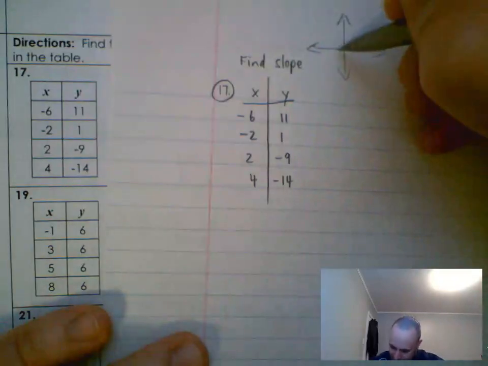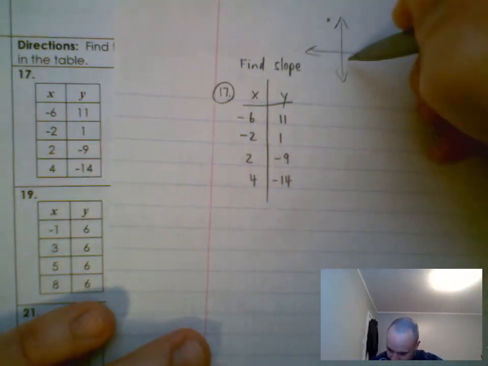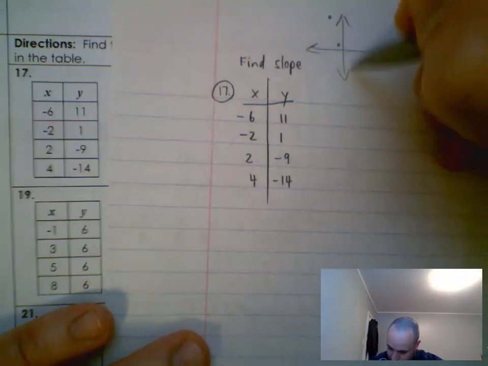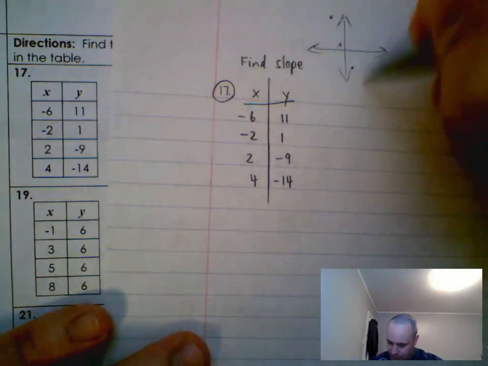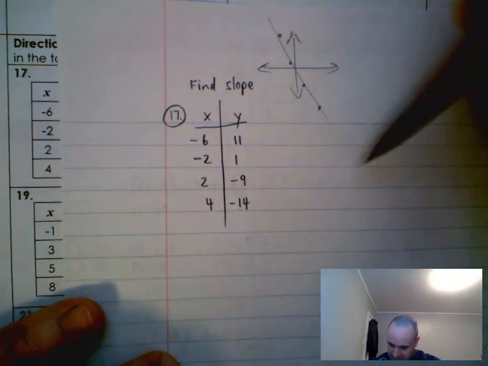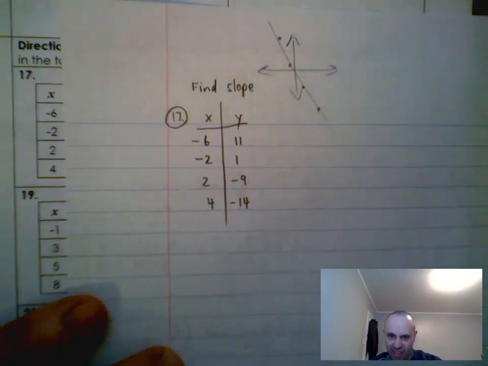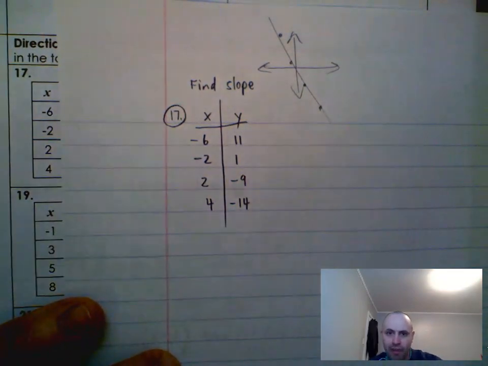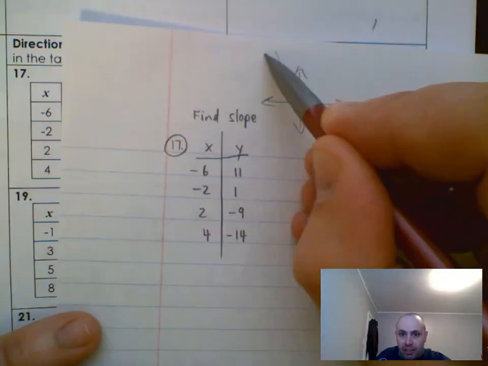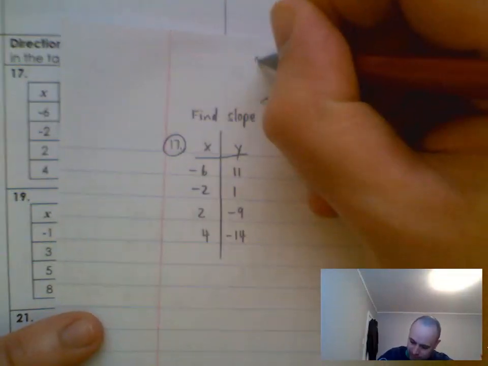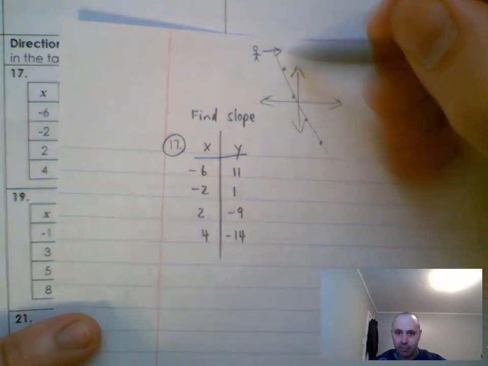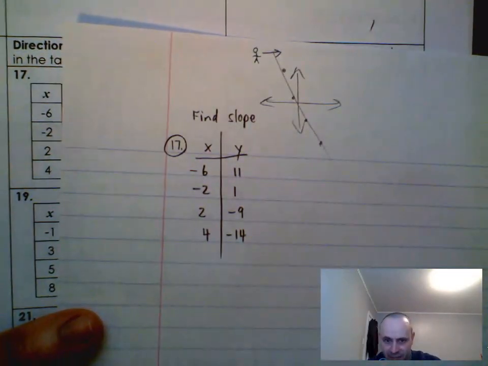Okay, so if these were all plotted on a graph, you'd have -6, 11. You have -2, 1. You have 2, -9. And you'd have 4, -14. So you're going to have some kind of line that looks something like this. It should be a straight line, not curved. I just rough estimated it real quick. So I know that if I'm a little person walking in this direction, when I hit that hill, I'm going downhill. So I know this is going to be a negative slope.